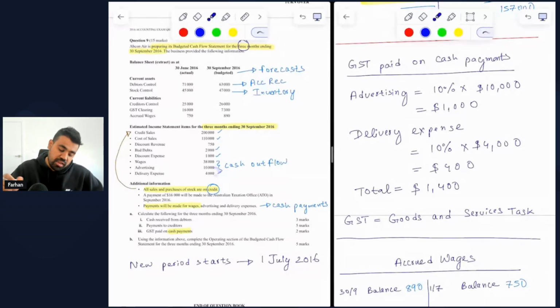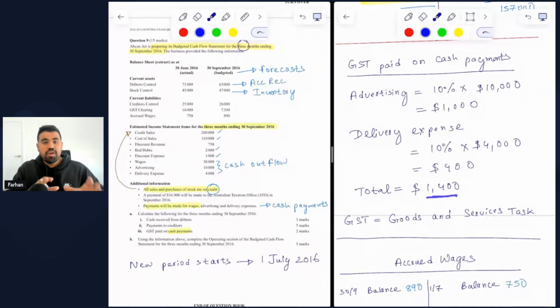So what's the GST that we will be paying on advertising? The advertising expense, if you check the income statement, is given as $10,000. So we multiply by 10% and we get $1,000. And then for delivery expense, we simply apply 10% on the expense amount of 4,000, which is 400. So on that basis, the total GST paid on cash payments comes out to $1,400.